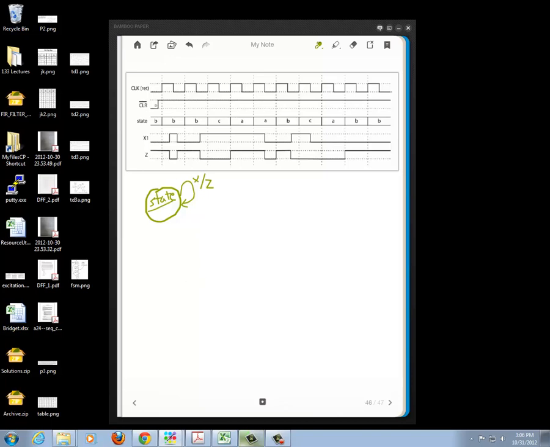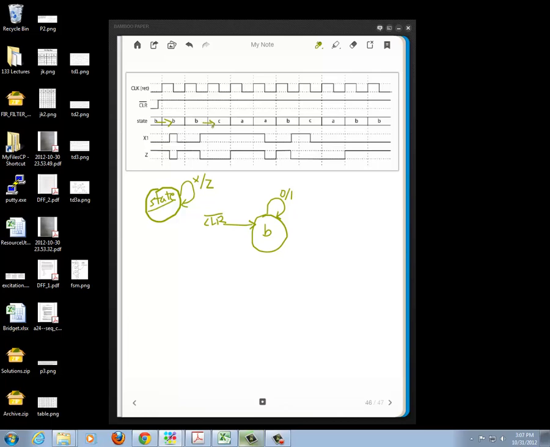Alright, so it looks like our clear signal starts us in state B. So here's state B. I'm going to put our asynchronous clear right here. And we're going to transition from B to B when X is a 0, and our output Z is going to be a 1 in that case. So we're going to have a 0, 1. Then we have B to B again, should be the same, which it is.